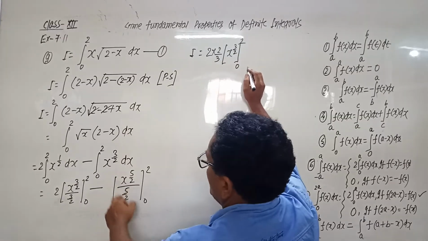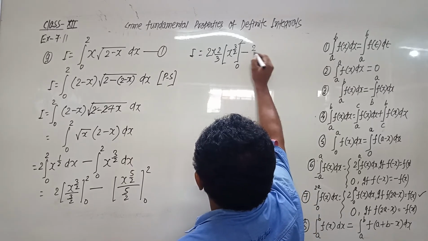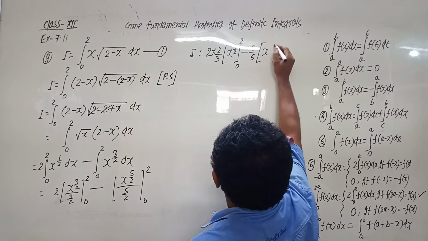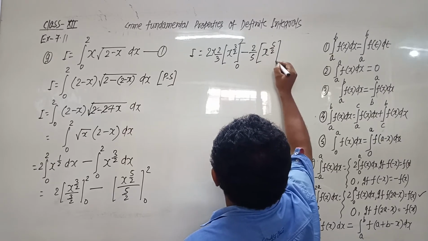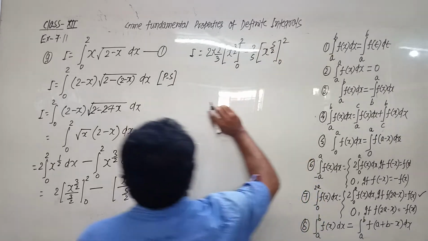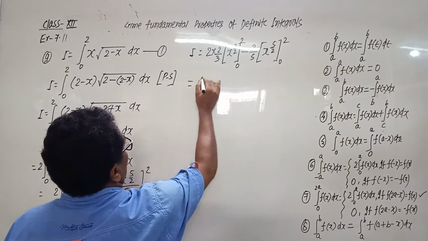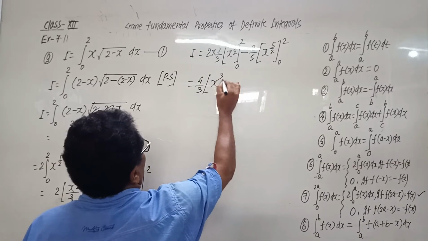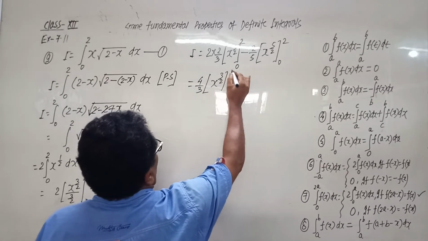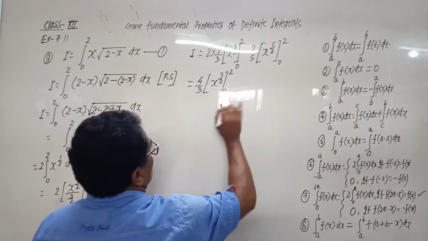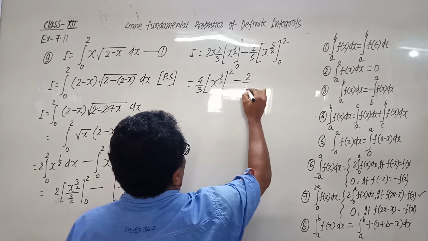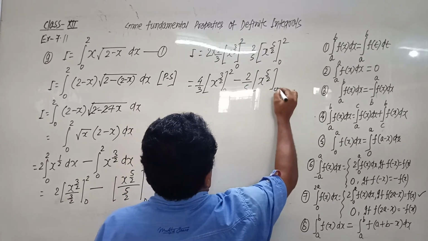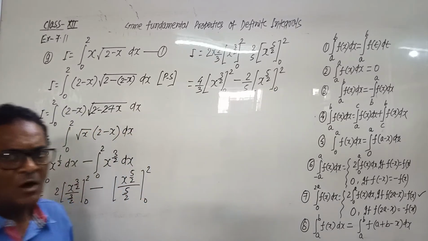Then minus 1 upon 5 by 2. This is written as 2 by 5 and x raised to the power 5 by 2 and limit from 0 to 2. So we get 2 into 2, 4 by 3 and x raised to the power 3 by 2 and limit from 0 to 2 minus 2 by 5 and x raised to the power 5 by 2 limit from 0 to 2. Now put the limit.